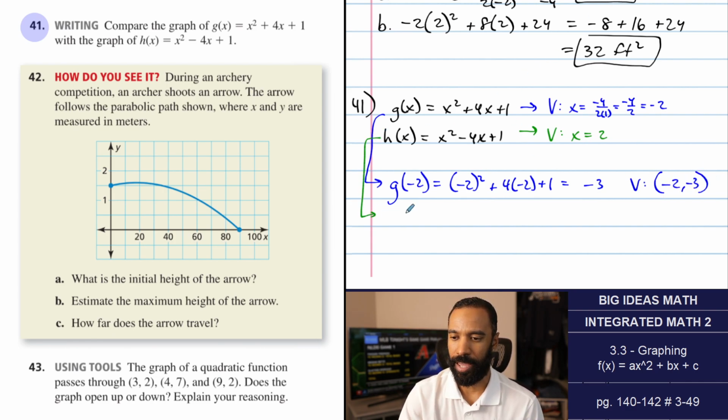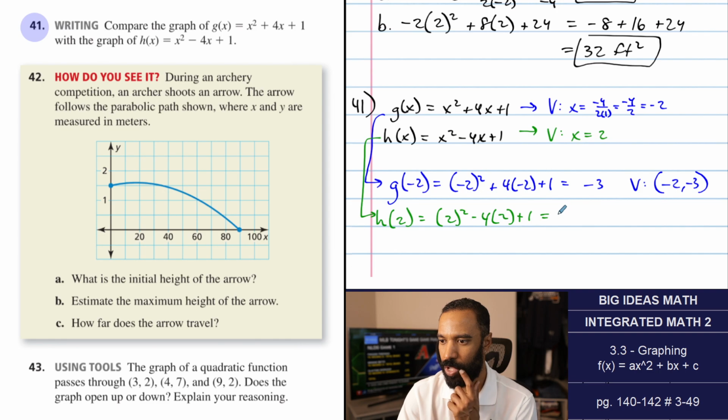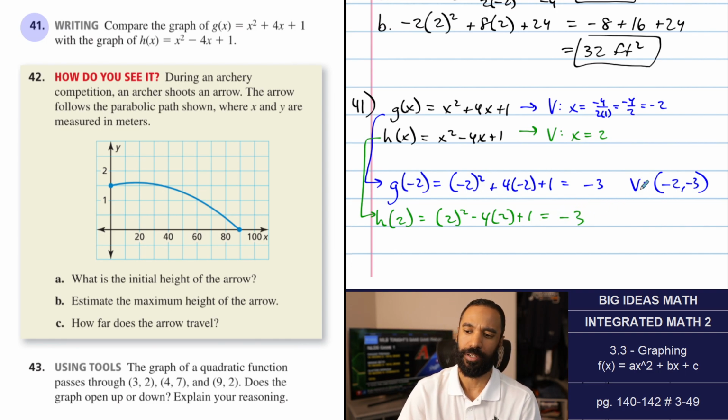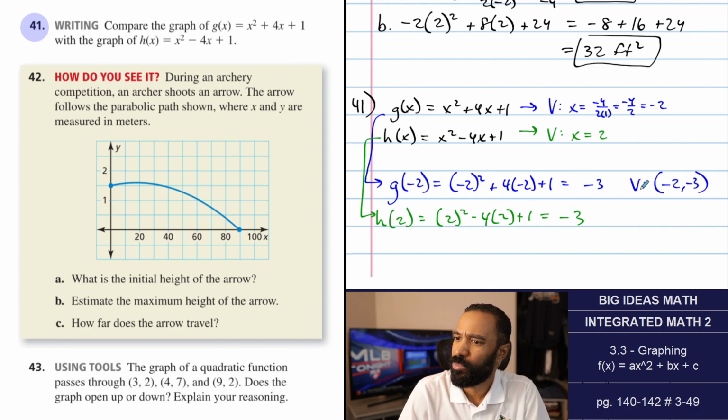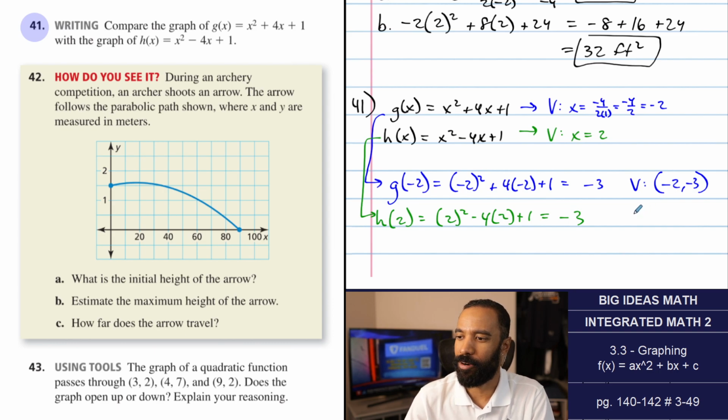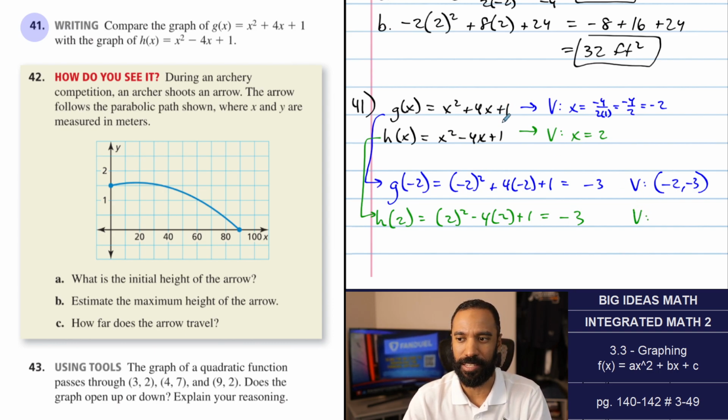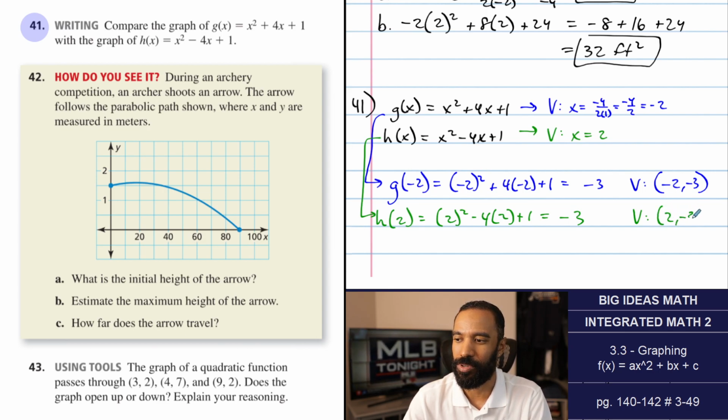This one, on the other hand, is h of positive 2, which will be 2 squared minus 4 times 2 plus 1. Oh, they're both plus 1. Which is 4 minus 8 is negative 4, plus 1 is negative 3. Oh, they are right next to each other. Oh, well, go figure. I guess that makes sense, same y-intercept. I thought one was a minus 1, one is a plus 1. The vertex is at 2, negative 3.